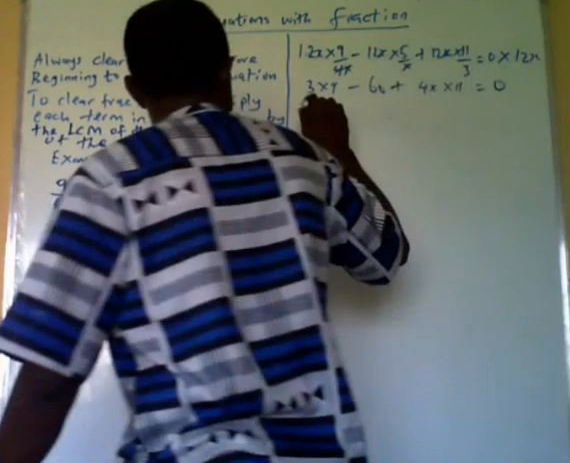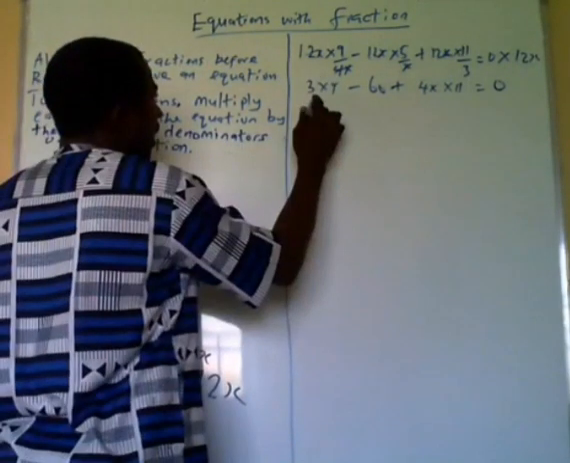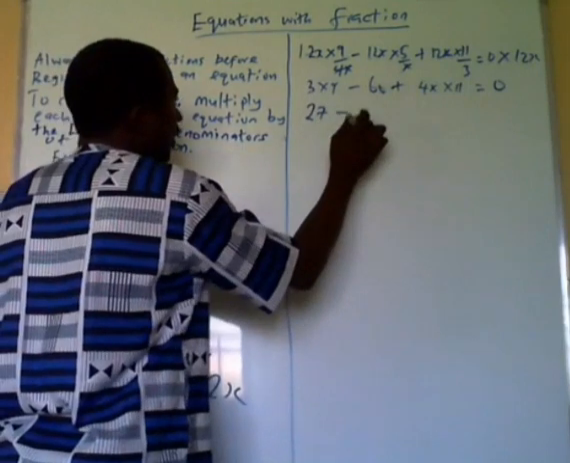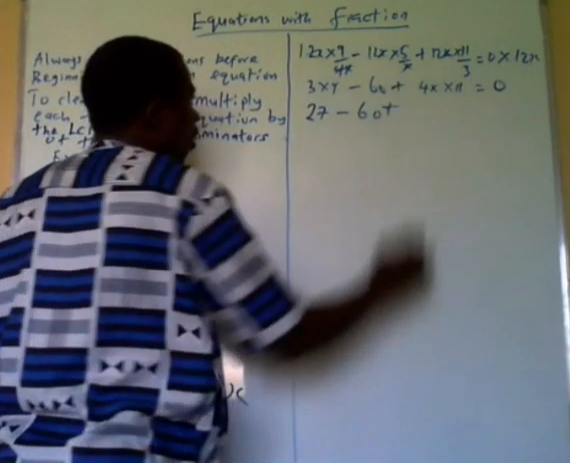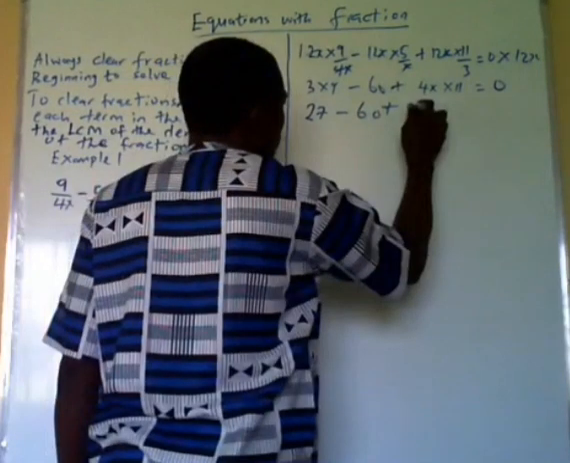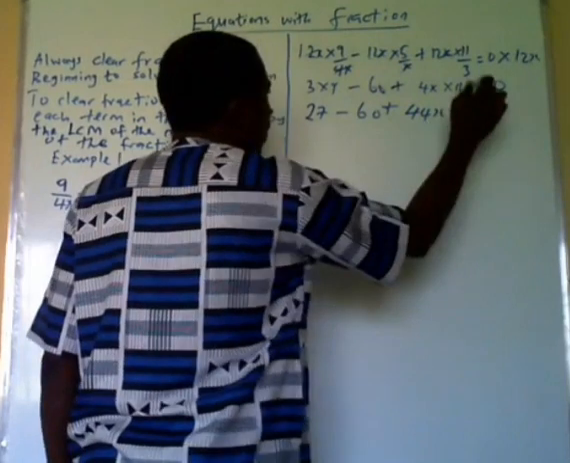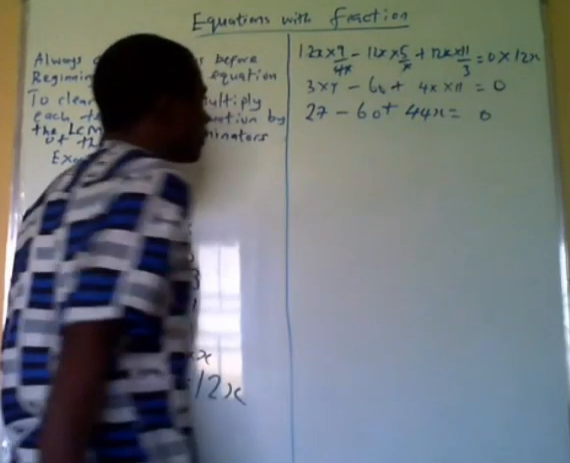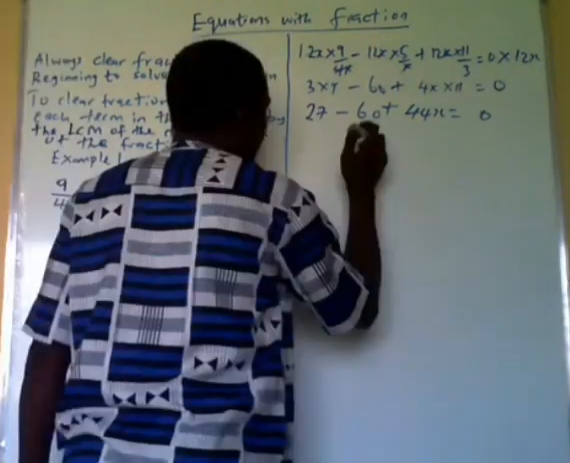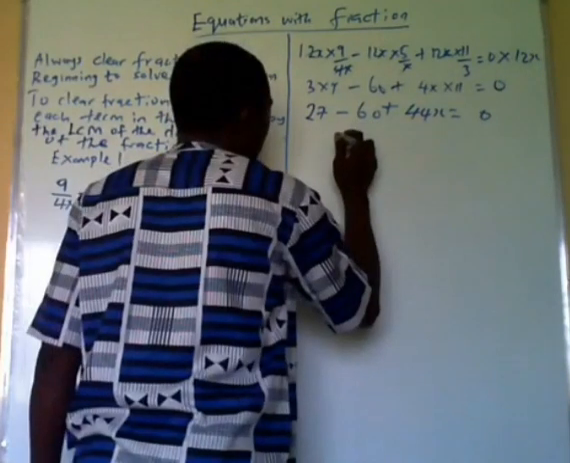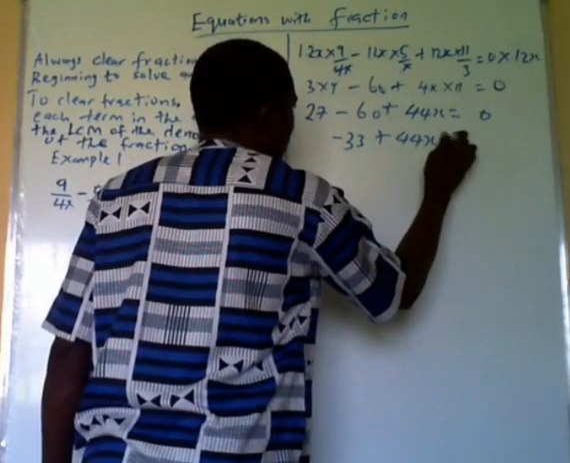So 3 times 9 is 27, minus 60, plus 4x times 11, 44x, equals 0. So 27 minus 60, we have minus 33 plus 44x equals 0.